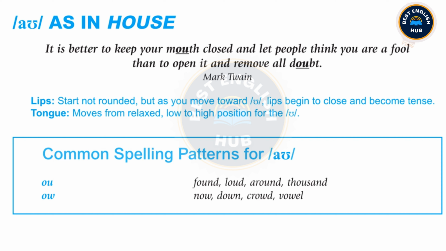/aʊ/, as in house. For the /aʊ/ sound, the lips are not rounded, but as you move toward the second part, the /ʊ/, the lips begin to close and become more tense. The tongue moves from a relaxed low position to a high position. The common spelling patterns for this sound include OU, as in found, loud, around, thousand, and OW, as in now, down, crowd, vowel.